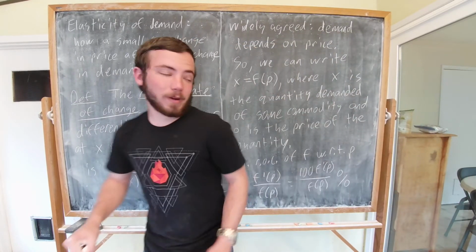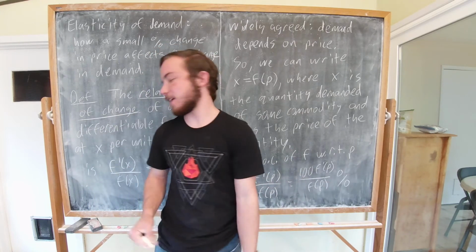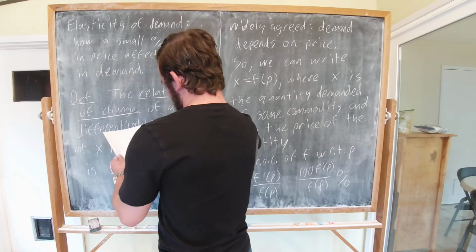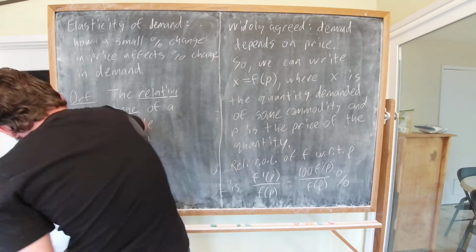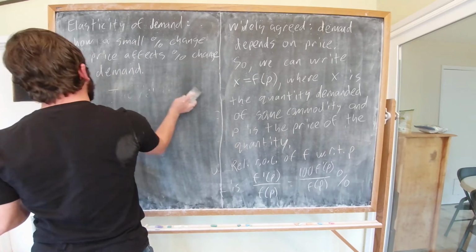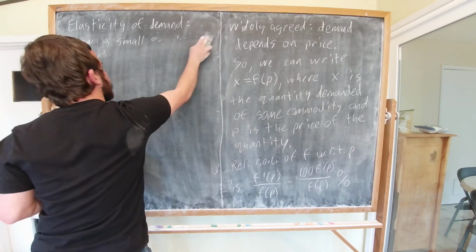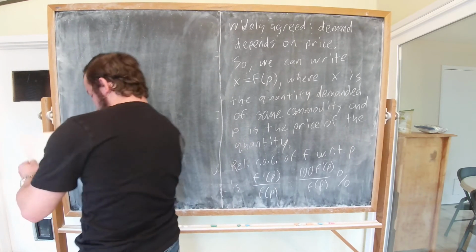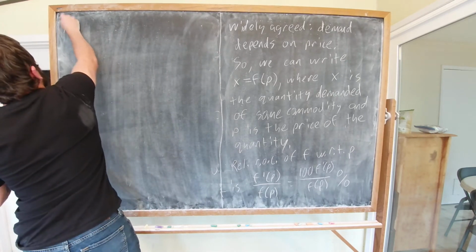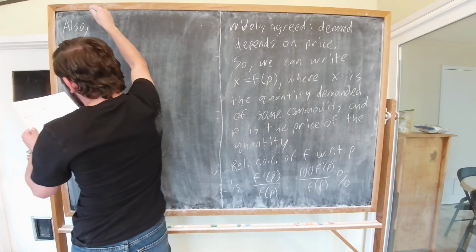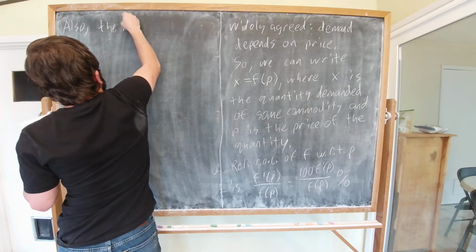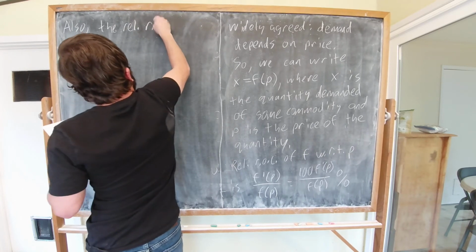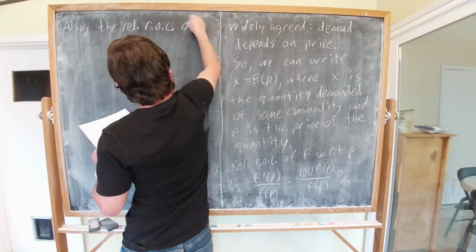And that percent is crucial, right? We can't just multiply by 100, we have that percent there. Okay, well, why mention that? That's the relative rate of change, essentially, of demand with respect to price. But also, the relative rate of change of the price.